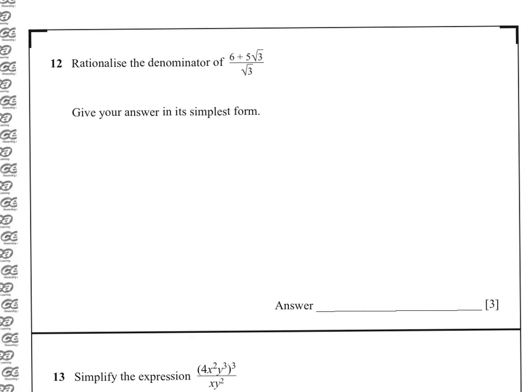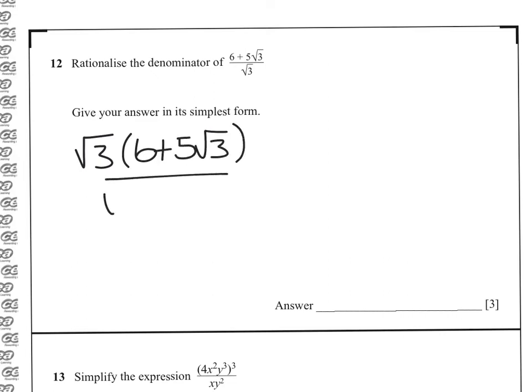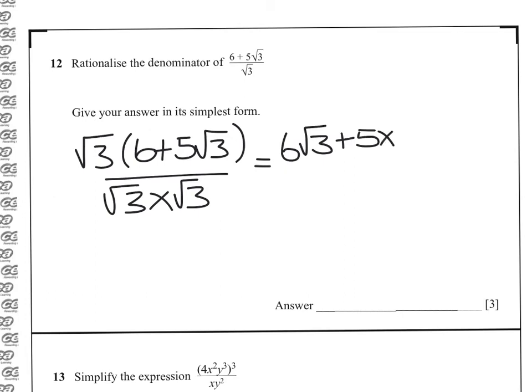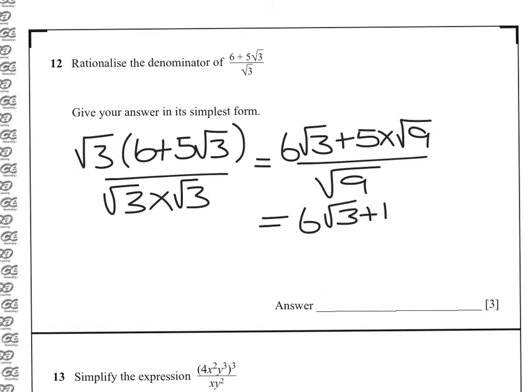To rationalise the denominator, we multiply top and bottom by the square root of 3. The top line, this gives us 6 root 3 plus 5 times square root of 3 times the square root of 3 is the square root of 9. And then the bottom, square root of 3 times the square root of 3 is the square root of 9. Square root of 9 is 3, and 5 times 3 is 15. 6 divided by 3 gives us 2. 15 divided by 3 gives us 5.